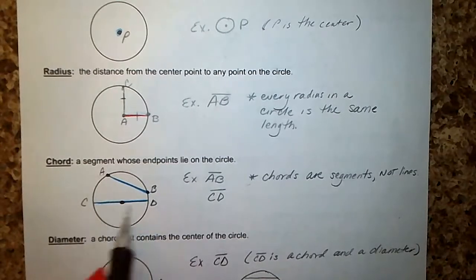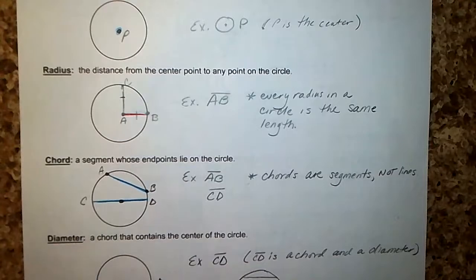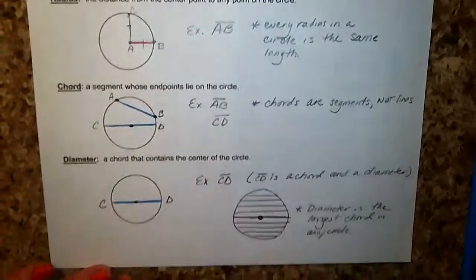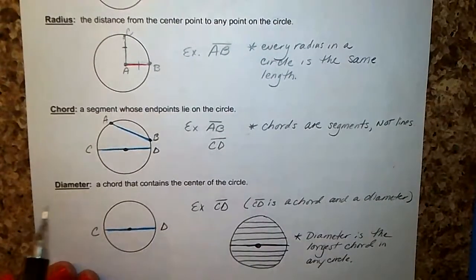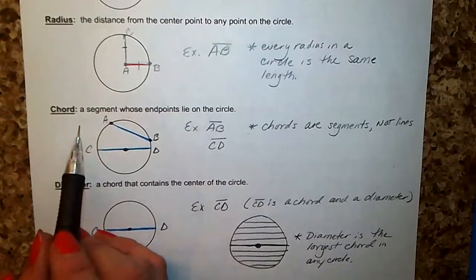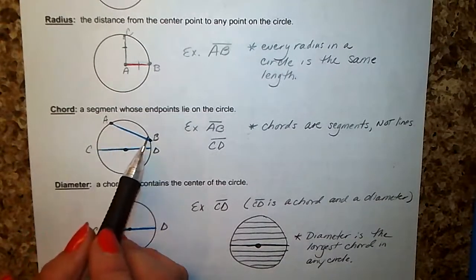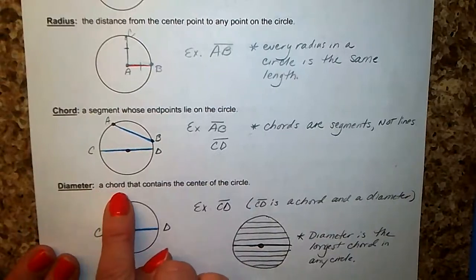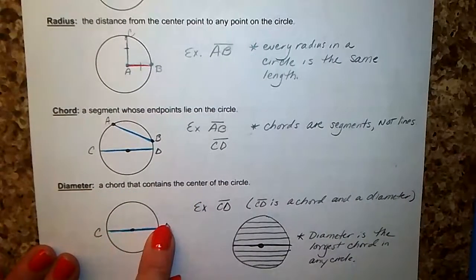Right? We know that one that goes to the center has another term. That's called a diameter, right? A chord that contains the center of the circle. But to understand the definition of diameter, you have to understand the definition of a chord: a segment whose endpoints lie on the circle. A diameter is just a chord that contains the center of the circle, one that goes right through.